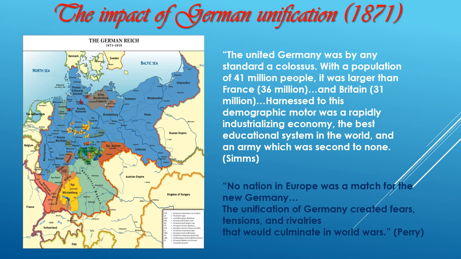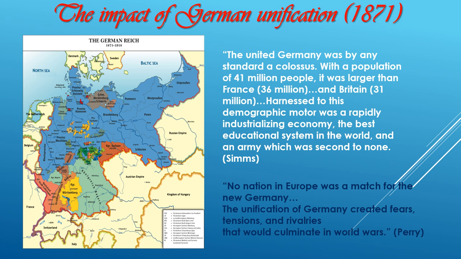So Brandon Sims, in a recent book on European diplomacy in this era, said the United Germany was by any standard a colossus. "With a population of 41 million people, it was larger than France at 36 million and Britain at 31 million. Harnessed to this demographic motor was a rapidly industrializing economy, the best educational system in the world," which is true. The German university was considered the best by Americans, by the Brits, by basically everybody else. And they all sent their kids there, "and an army which was second to none."